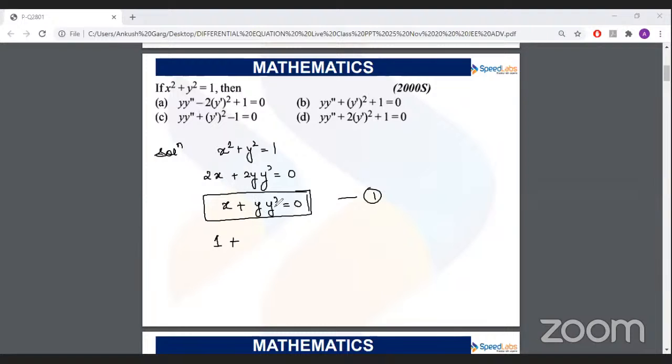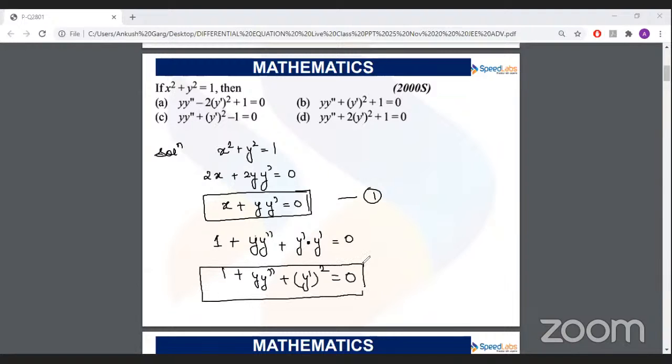Now here you have to apply the product rule. If I keep y constant, the differentiation of y dash will be y double dash, and if I keep y dash constant, then the differentiation of y will be again y dash, that is equal to 0. So I'm getting 1 plus y dash y double dash plus y dash square is equal to 0. Now you can simply check which of the options is correct.